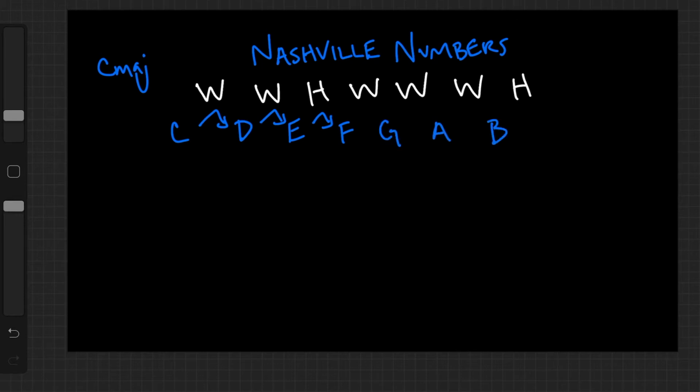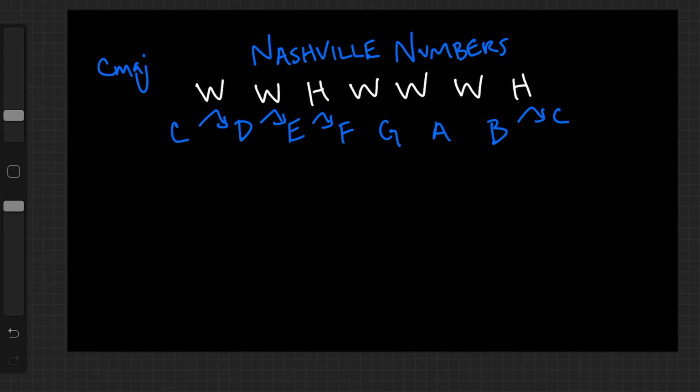The easy thing about C is that there's no sharps or flats, and so it's pretty easy to remember the note names in the key of C major. So this last half step is actually going to just tell us that the pattern continues and starts over there at our tonic with C major.